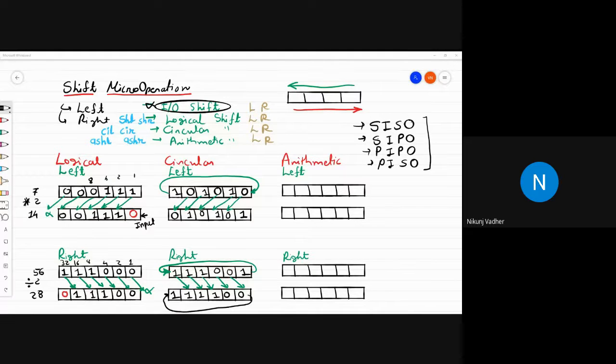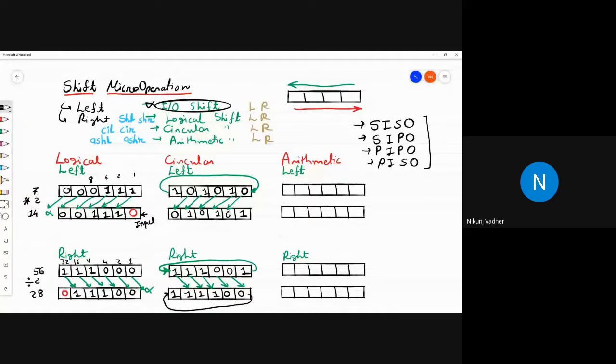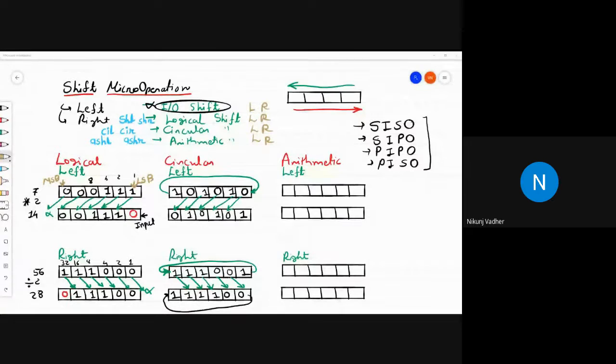Let's have a look at the arithmetic shift. Just for your understanding, this thing you will find anywhere on the internet. The bit which has the lowest power of 2 is known as LSB, least significant bit, and the bit which has the highest power of 2 is known as MSB, most significant bit. So the rightmost bit is LSB and the leftmost bit is MSB.